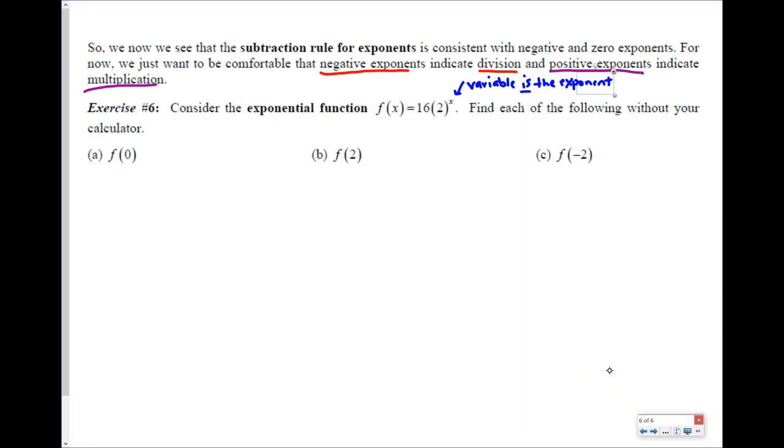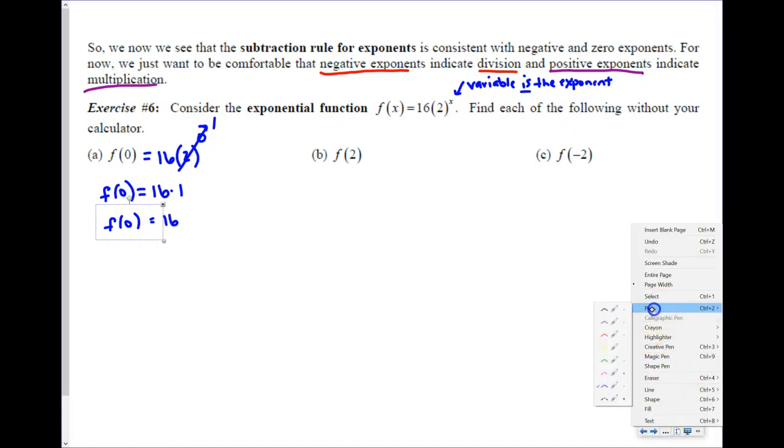So, letter A says f of 0. Well, f of 0 would equal 16 parentheses 2, and what am I going to replace x with? A 0. I'm replacing the exponent now. Now I can simplify this. F of 0 equals, keep the 16, but what's 2 raised to 0 power? It's 1. So it's like saying 16 times 1, and so then f of 0 is just going to be 16.